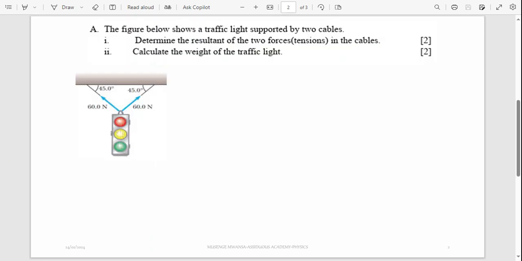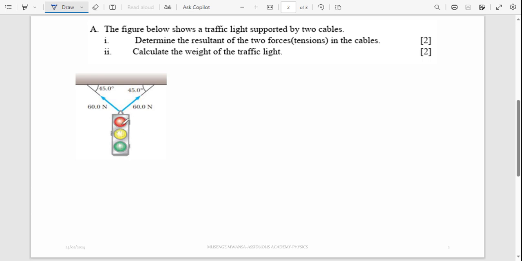So here is the first part of the question. The figure below shows a traffic light supported by two cables. We want to determine the resultant of the two forces in the cables, and also calculate the weight of the traffic light. So what we want to calculate is the weight of this traffic light. So how do you go about this question?